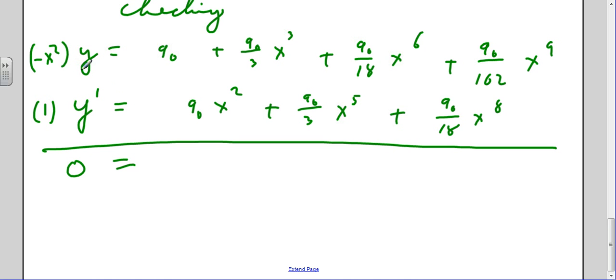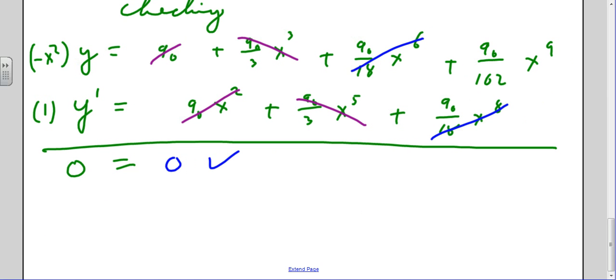So I have minus x squared A0, x squared A0. I've got a minus A0 over 3x to the 5th plus A0 over 3x to the 5th. I have minus A0 over 18x to the 8. That guy goes away. If I had another term, they'd go away too. Close enough. And my problem checks.